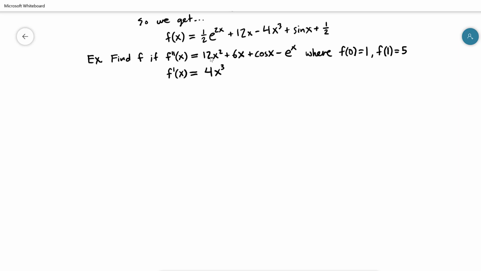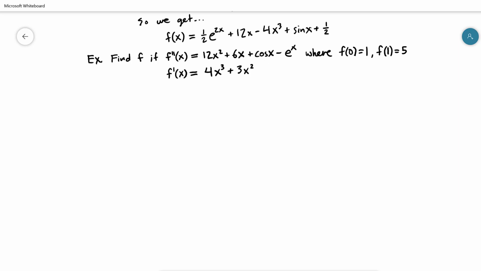So the first term, the 12x squared, became 4x cubed when we take the antiderivative. The derivative of this will give me the 12x squared. For this one, I'm going to get plus something that's an x squared. Taking the derivative of this, I would get 2x. I don't want 2x, I want 6x. So what do I need here? I need an extra factor of 3. And now when I take this 2 down, it'll multiply the 3 and give me the 6 that I'm looking for.